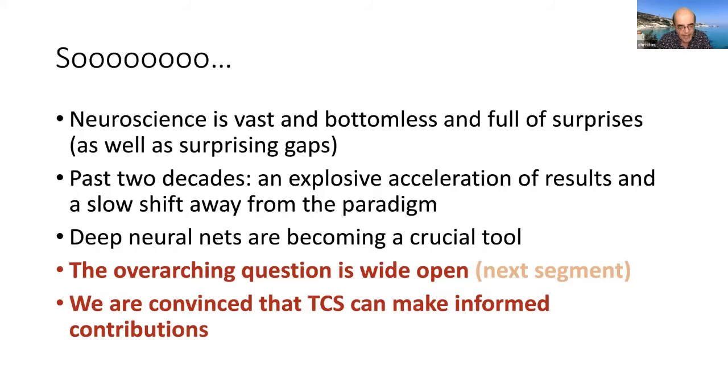So the overarching question, which we are going to articulate next, is wide open. There is a huge question that the greatest minds in neuroscience admit openly is wide open: how does the mind emerge from the brain? In other words, how can molecules and synapses and neurons and axons and this three-dimensional mesh that I showed you give rise to things like mathematics, planning, storytelling, language, art, abstract concepts?